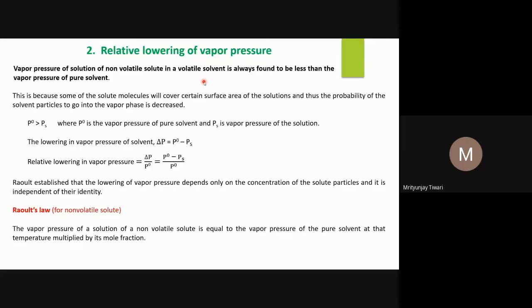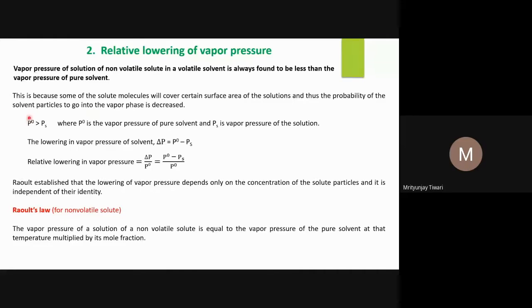Vapor pressure of a solution means you add some non-volatile solute into the solvent. The solute particles will not be evaporated, so whatever molecules are in the gas phase are only molecules of the volatile solvent. The number of these molecules at a given temperature is lesser compared to a pure solvent, because some of the solute molecules cover certain surface area of the solution, and thus the probability of the solvent particles going into the vapor phase decreases.